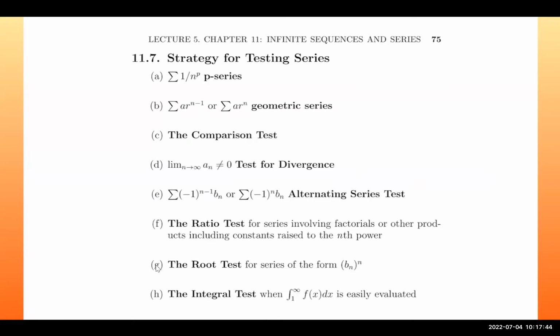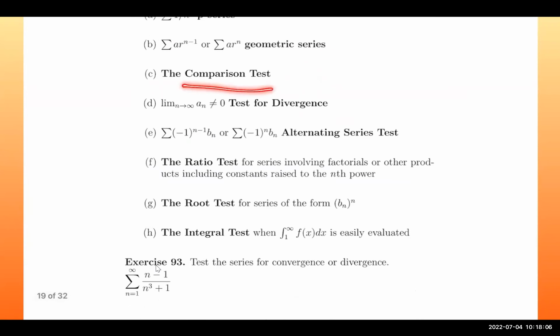This is section 11.7, strategy for testing series. So these are the different tests that we have for series. We have the p-series. If p is less than 1, then it's divergent, and if p is greater than 1, then it's convergent. The geometric series says that if the absolute value of r is less than 1, then it's convergent.